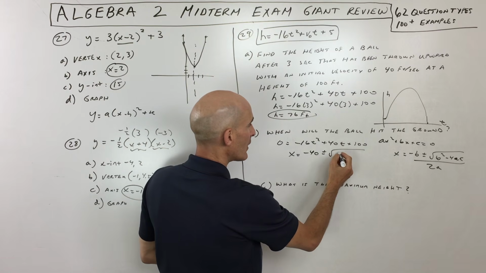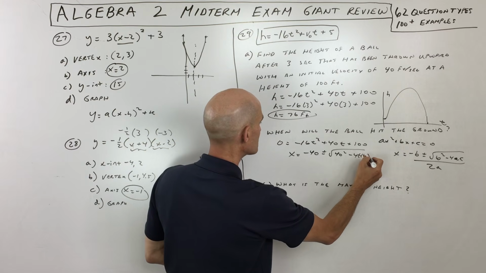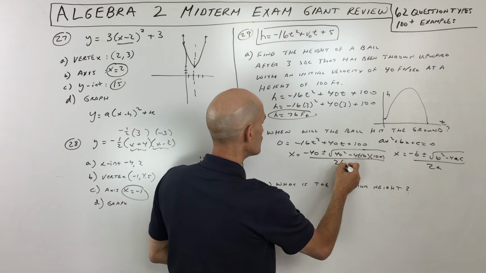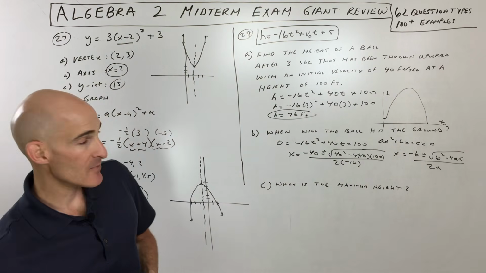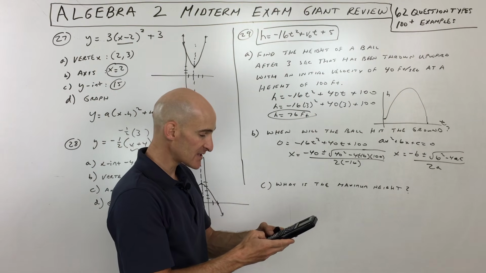But I'll just set it up for us right here. So this is going to be 40 squared minus 4 times negative 16 times 100, all divided by 2 times a. Okay, now one thing you'll notice is there's a plus or minus sign there. What does that mean? Well, it means that you're going to get two answers potentially. But let's see if we can simplify this.